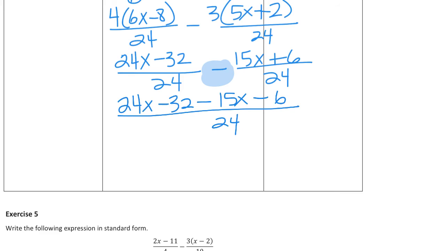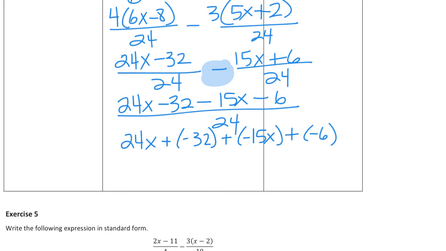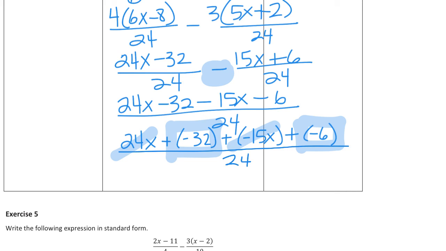So now I'm going to rewrite as addition to make sure I combine terms correctly. And I can combine this one with this one, and then this one can be combined with this one. Forgot to put that over 24. All right, so 24x minus 15x is 9x. And then negative 32 minus 6 is negative 38. And all of that is over 24.